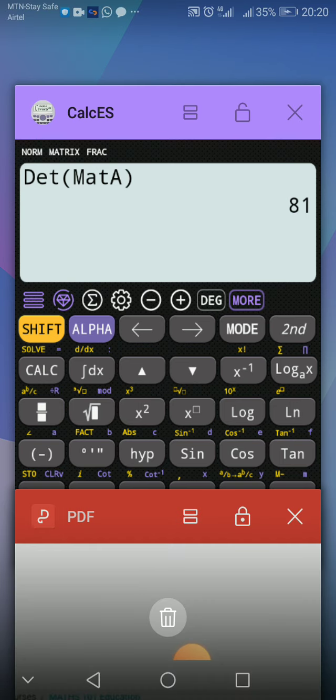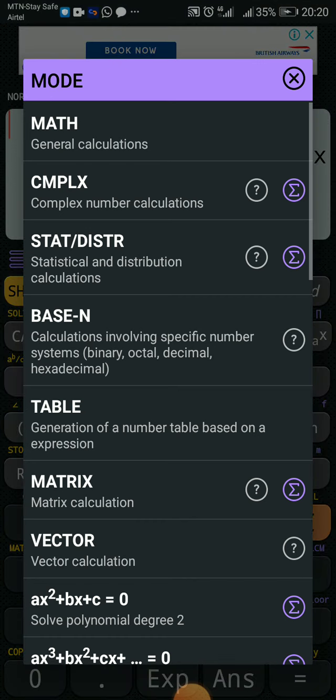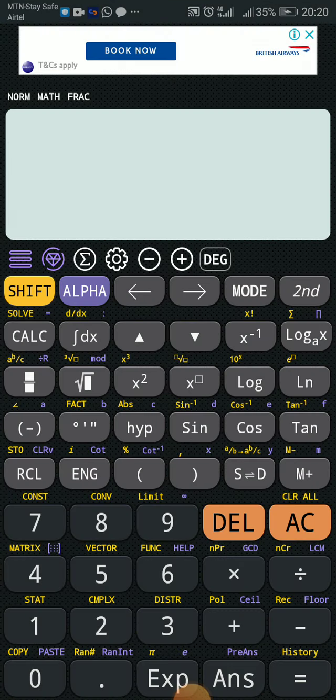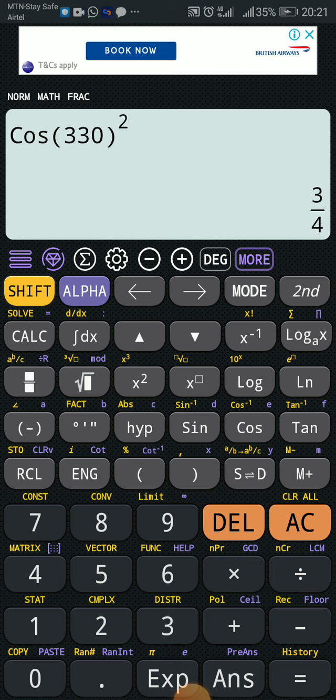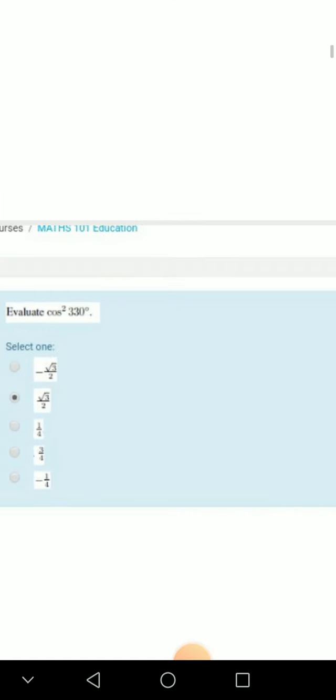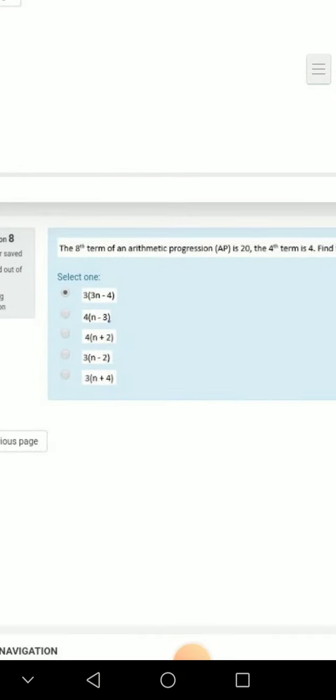Okay, so I go back to my calculator. I remove my calculator from the matrix mode. So cos squared means... no, not shift cos, sorry. I just write cos. It says cos 330, right? Cos 330. Then I close my brackets. That's how you do it. Then you put square. You see, the answer is 3 over 4. The calculator gives me the answer immediately, but yours may need you to press equal to. So the answer to that question is 3 over 4, which is D.